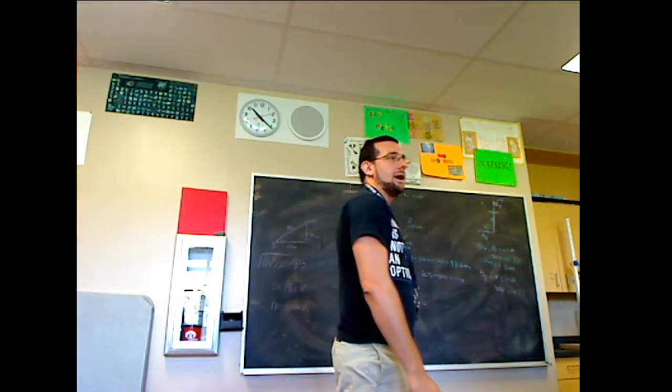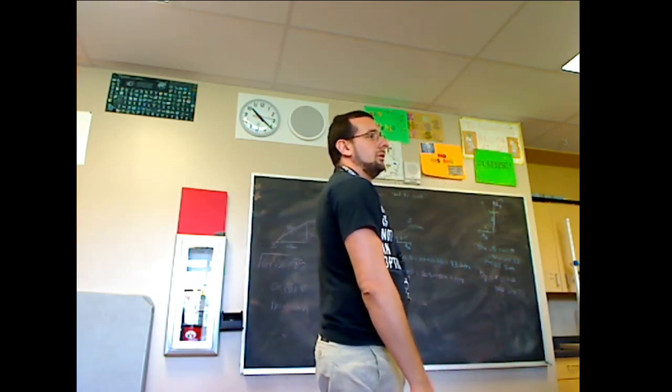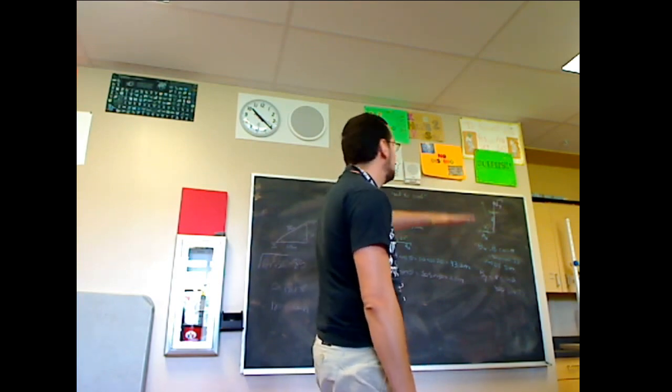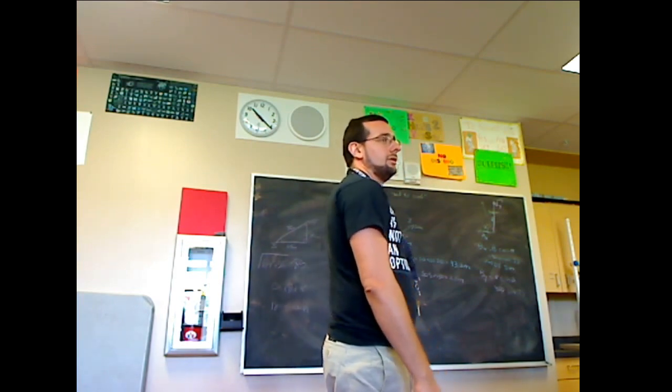400 sine of 75. What do we get? It's not negative. Yeah, it's positive. It's in the first quadrant. It's 75, going that way. Sine of 75.